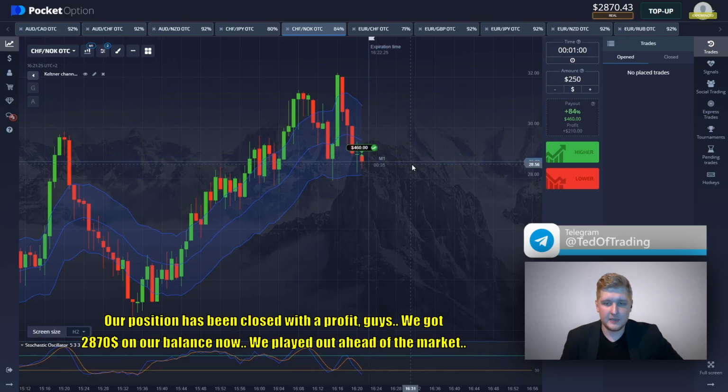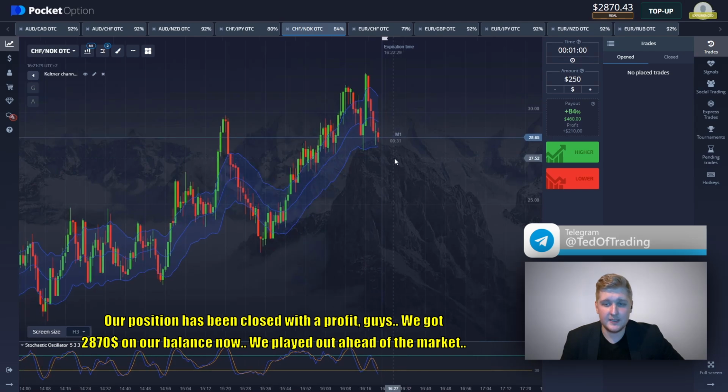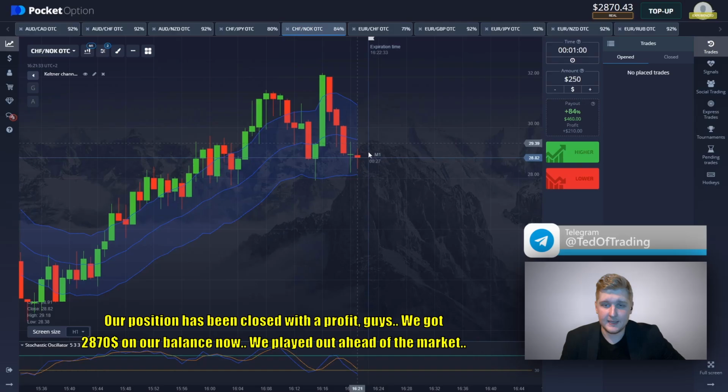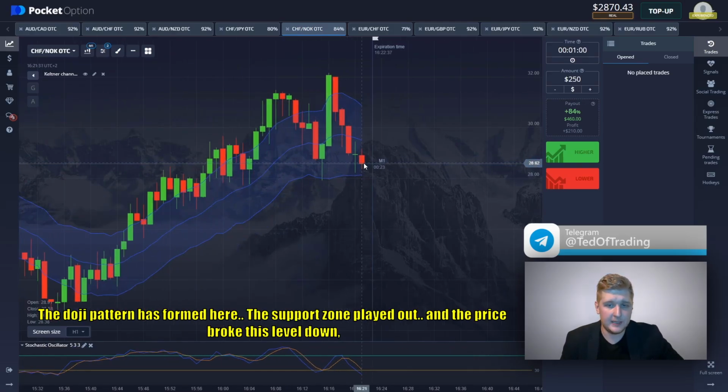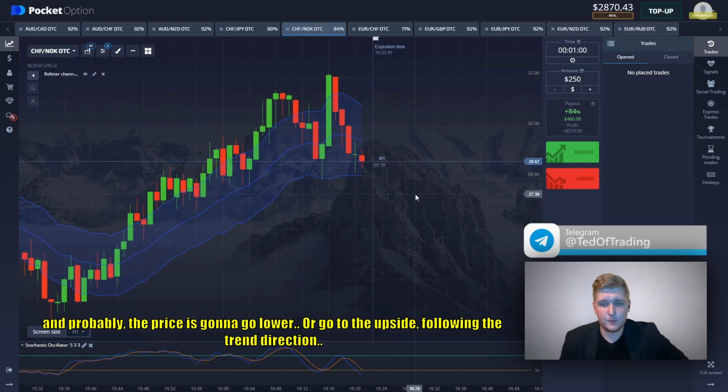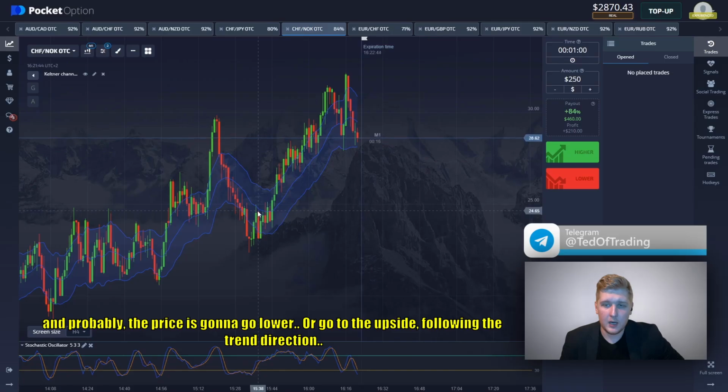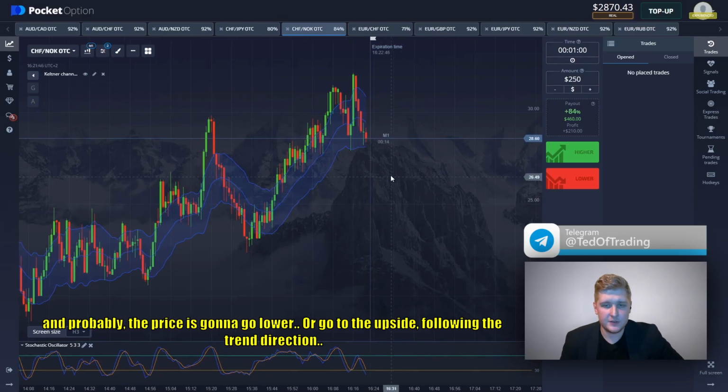Our position has been closed with a profit, guys. We got $2,870 on our balance. Now we played out ahead of the market. The doji pattern has formed here, the support zone played out, and the price broke this level down, and probably the price is gonna go lower or go to the upside following the trend direction.